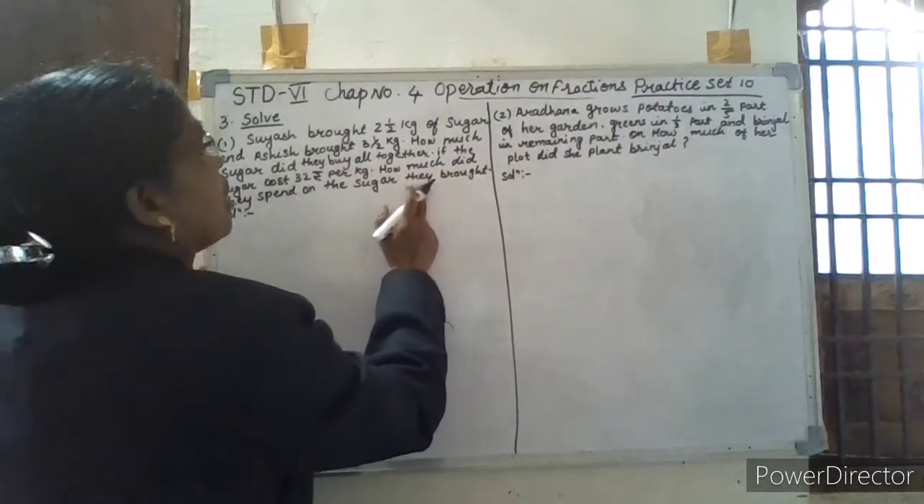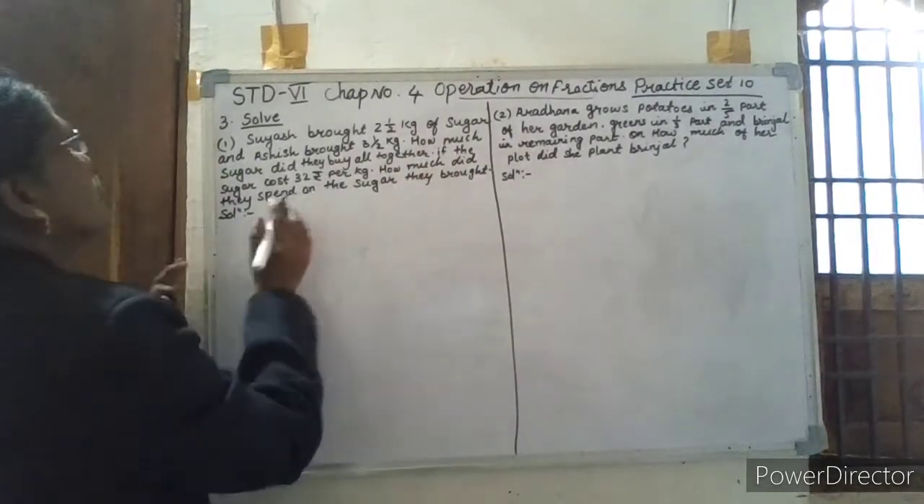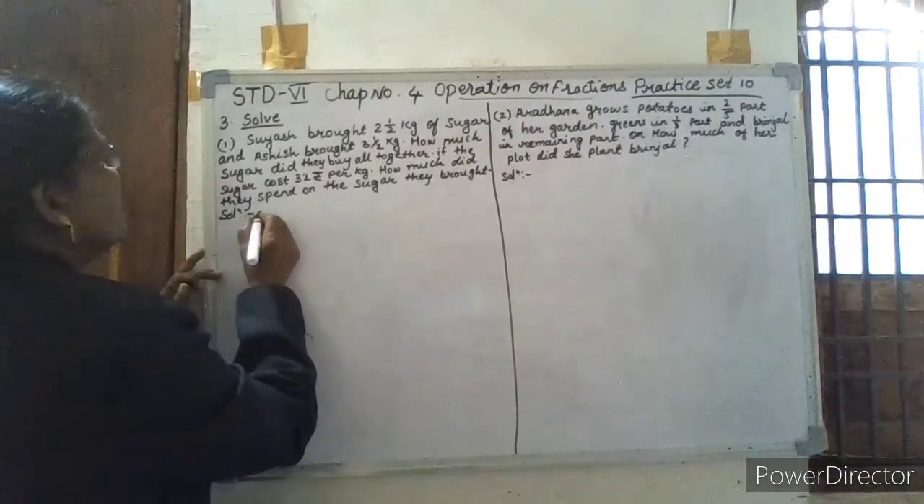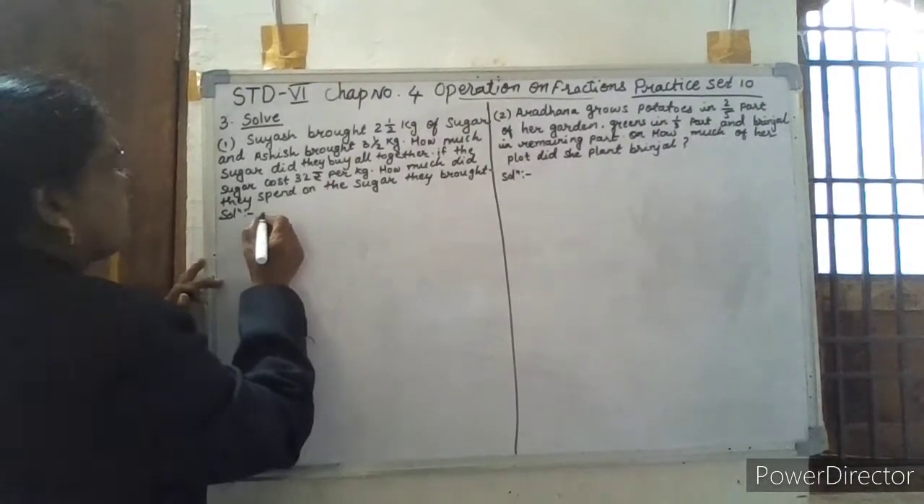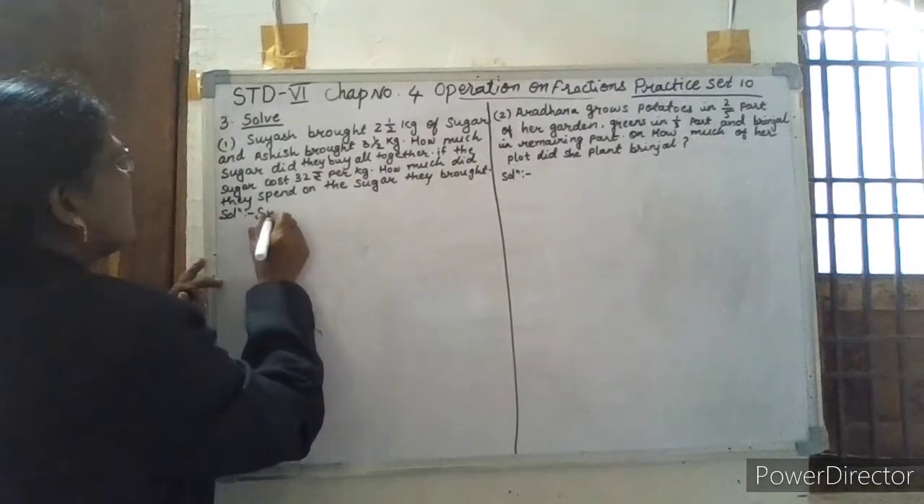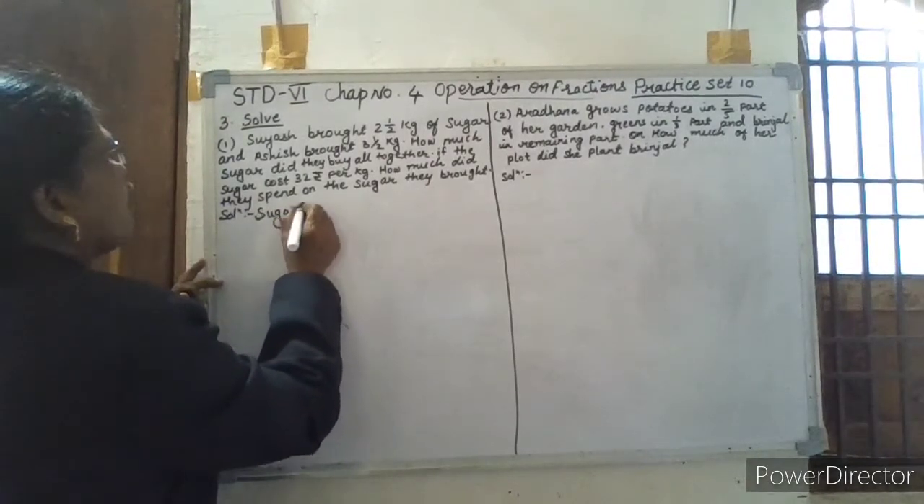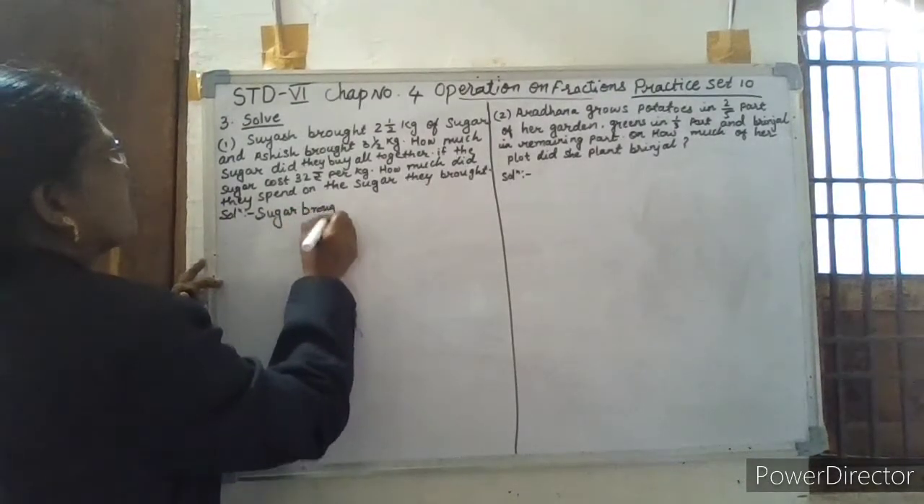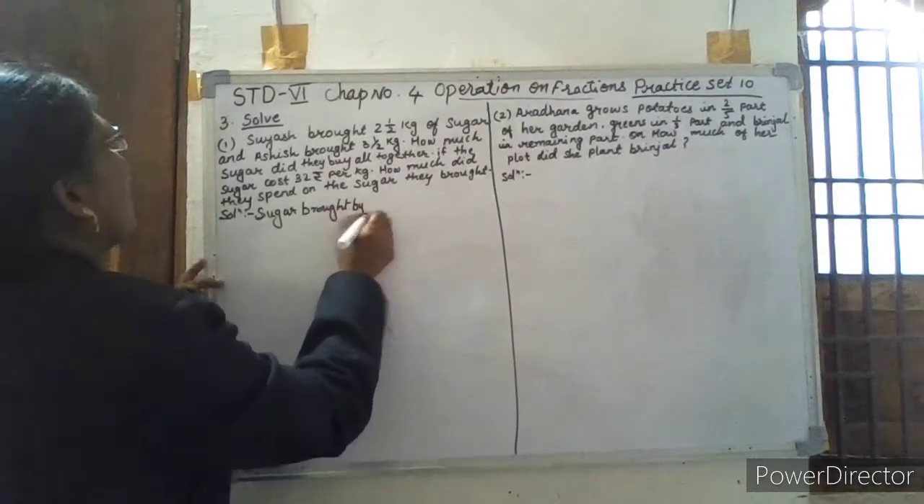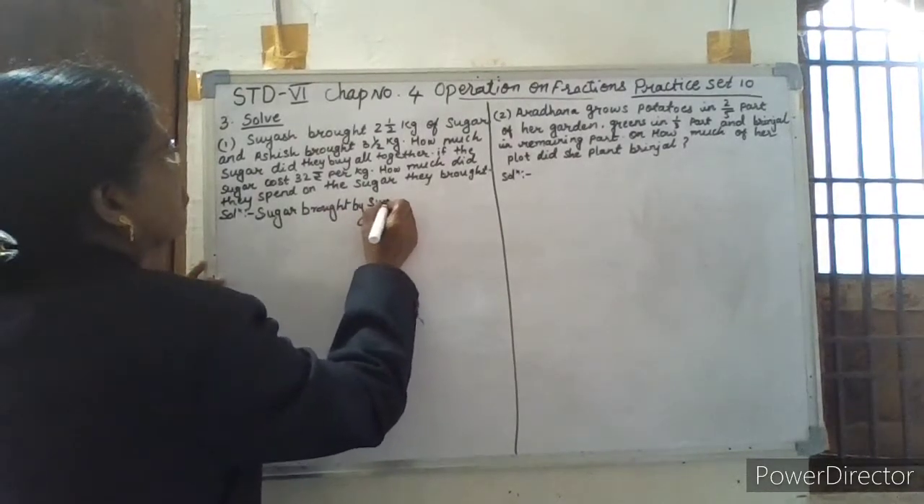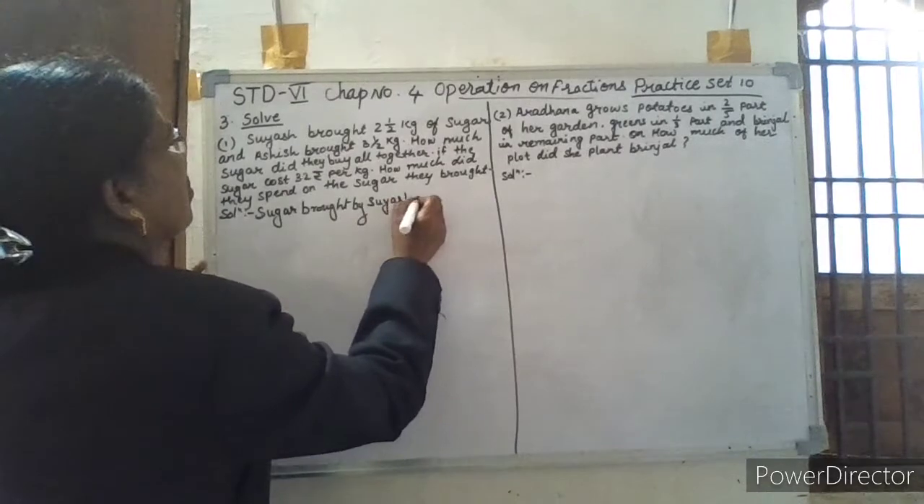Now, so sugar brought by Suyash is equal to 2.5 kg.